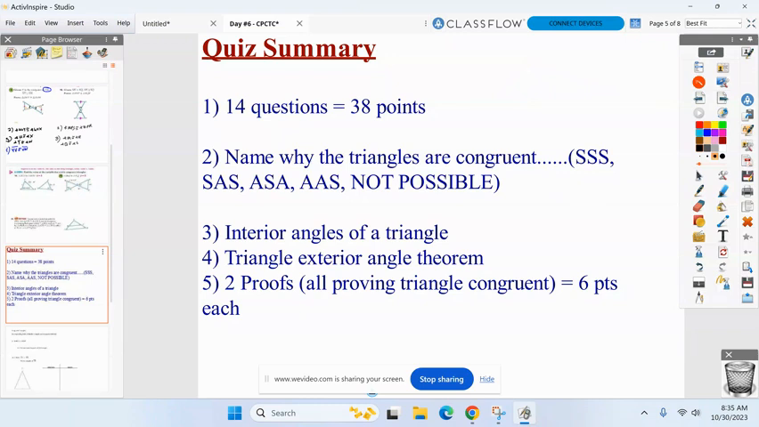Triangle exterior angle theorem, what do I mean by that? We talked, I think it was on day two. Angle one is equal to what two angles added up? Angles three and four added up. Those are called remote interior angles. And then I put two proofs on there. Two proofs at the end.